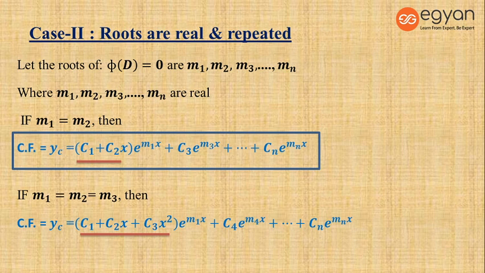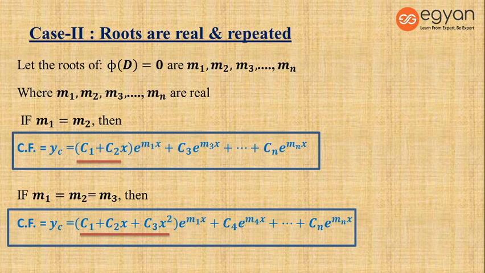If there are four repeated roots, then we can write c1 plus c2x plus c3x square plus c4x cube into e to the power that repeated root. This is how to write the complementary function yc when roots are real and repeated. This is all about case number 2.